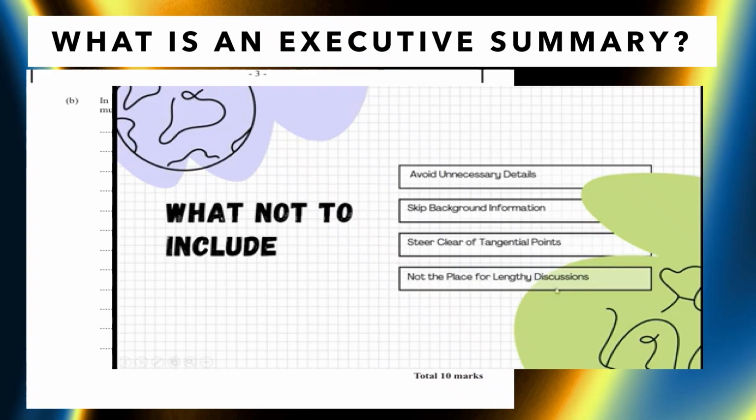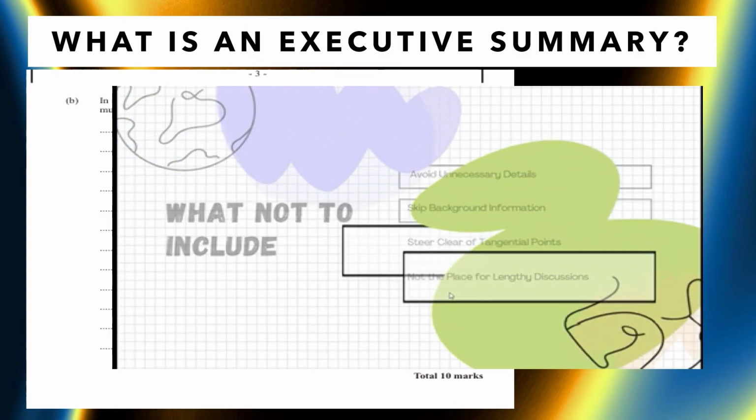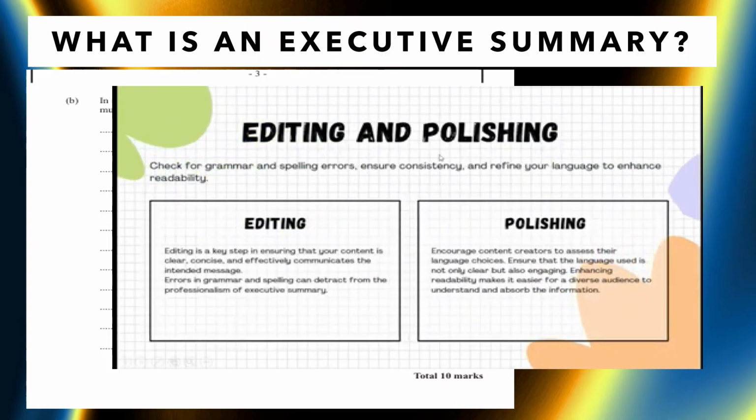Not the place for lengthy discussions. The executive summary is a concise overview, and readers should not find themselves wading through lengthy explanations. And finally, in the last, you should always remember 2 points that will help you in your future reports. That is to always do editing and polishing of your work. First, let's talk about editing. Editing is a key step in ensuring that your content is clear, concise, and effectively communicates the intended message.